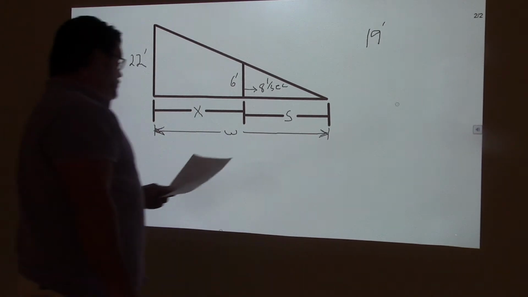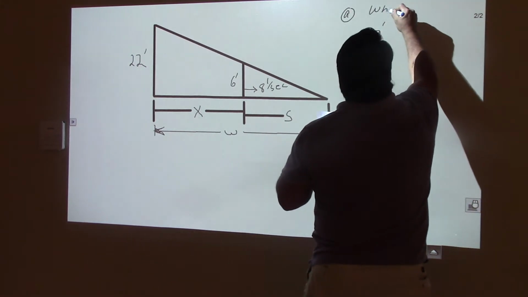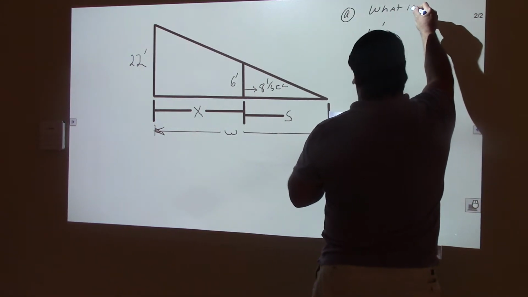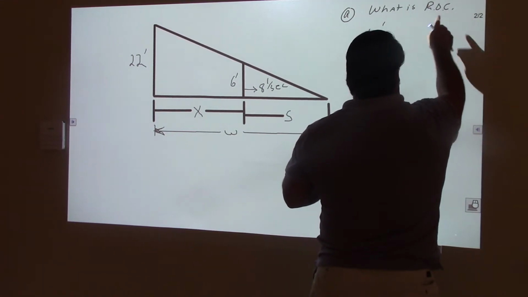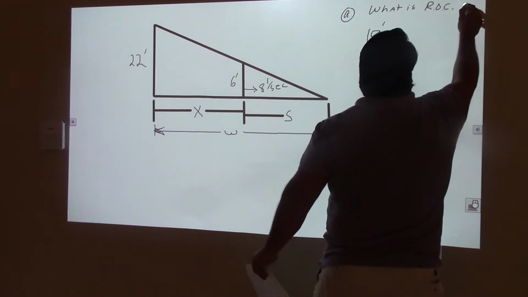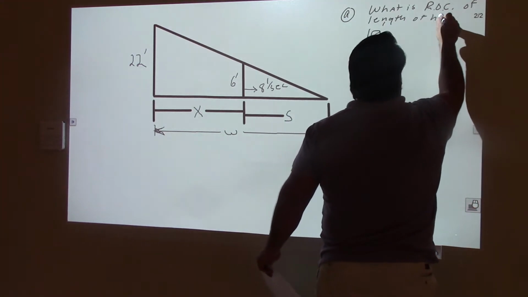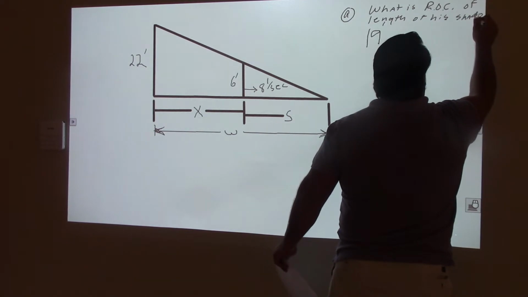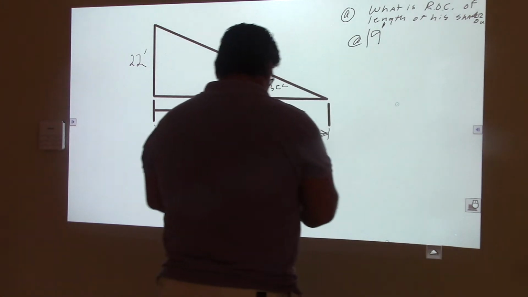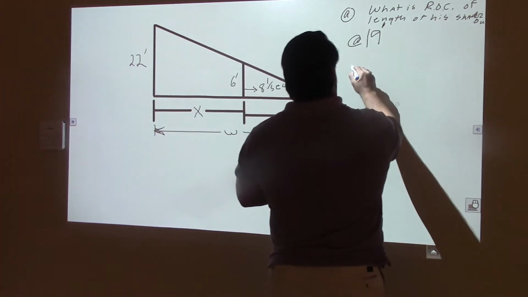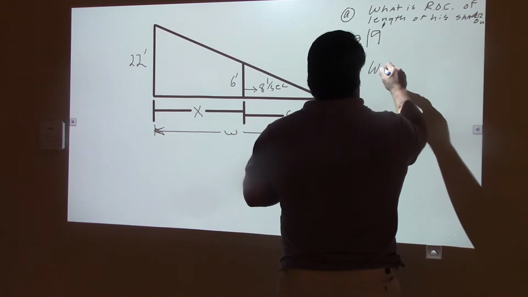So, A, what is the rate of change of the length of his shadow at 19 feet? B, what is the rate of the tip of his shadow?